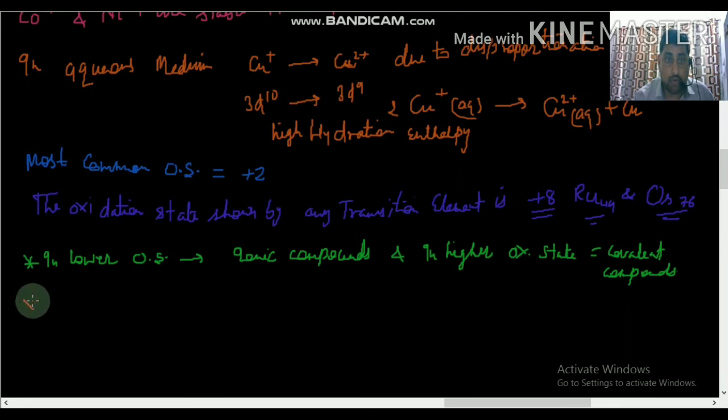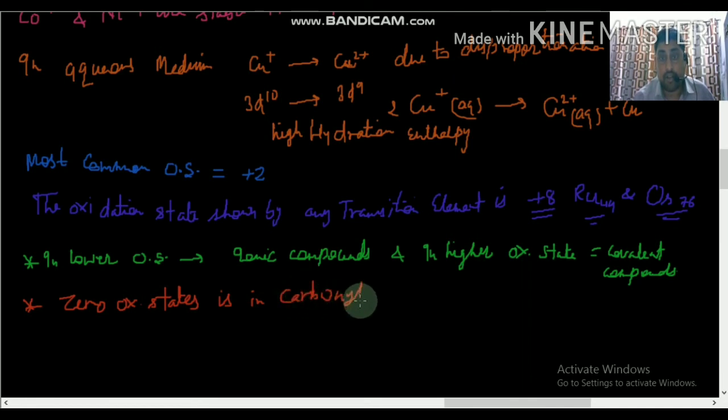They also show zero oxidation state. Now zero oxidation state is found in carbonyl compounds, carbonyls, like nickel carbonyl complex.